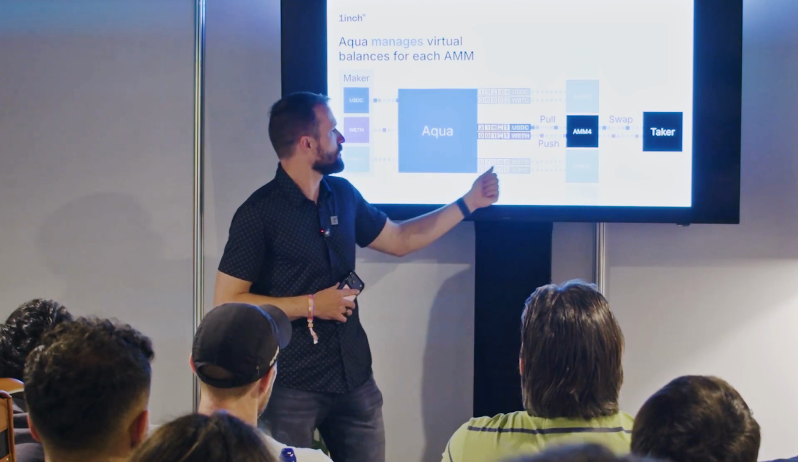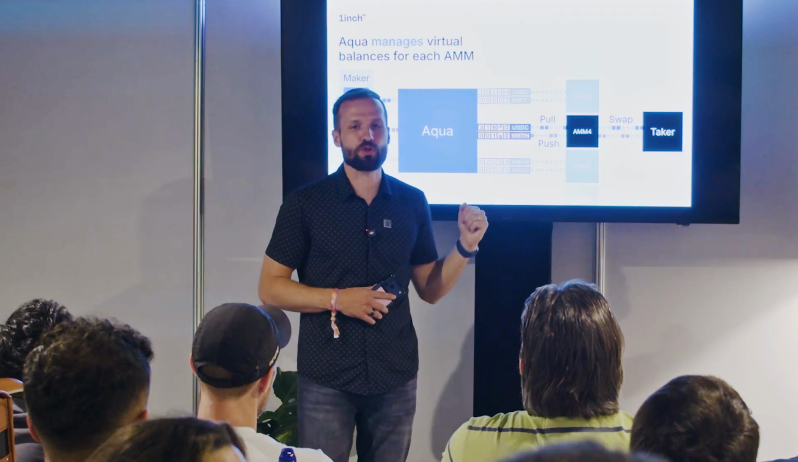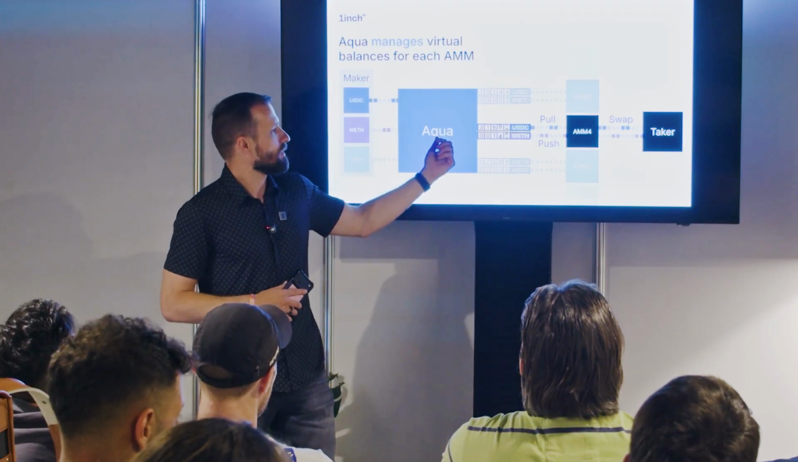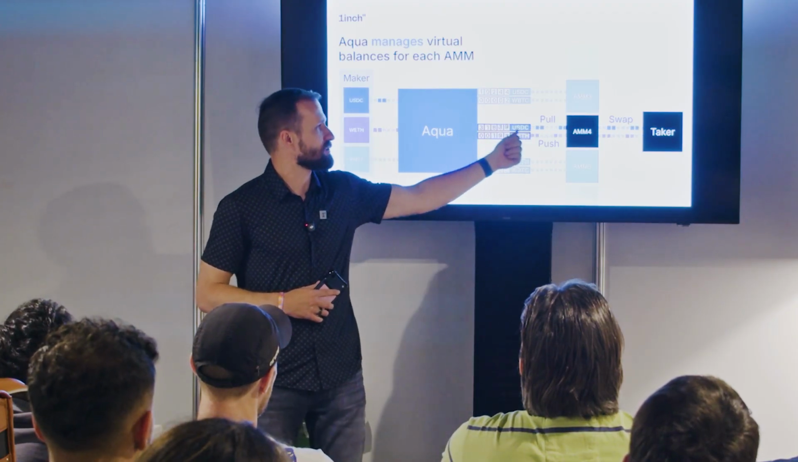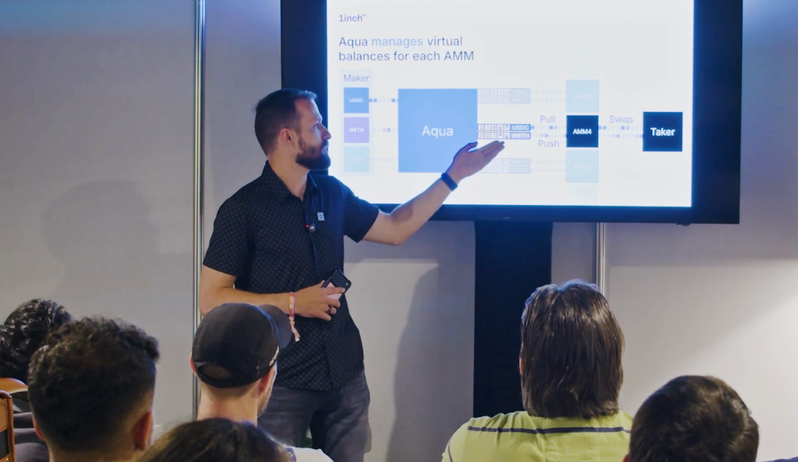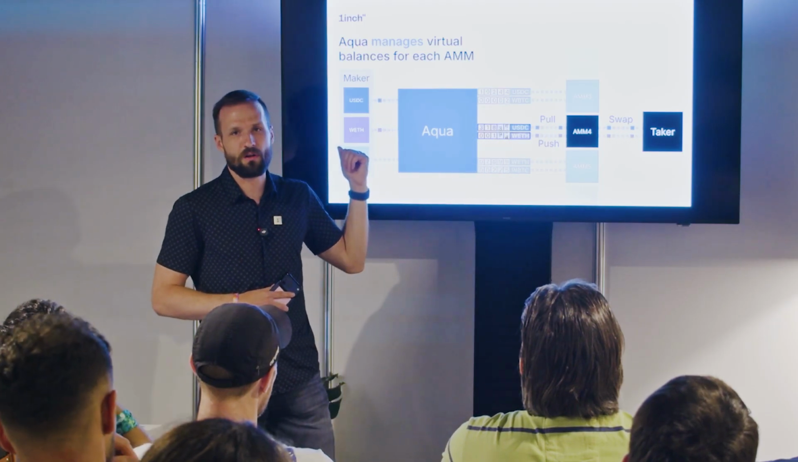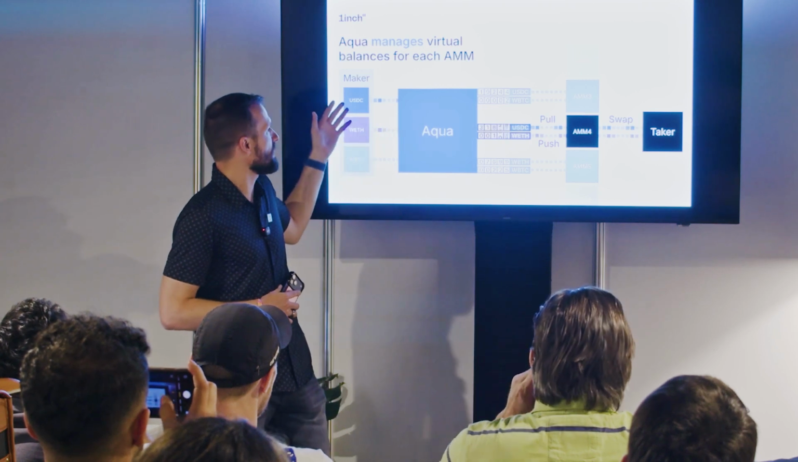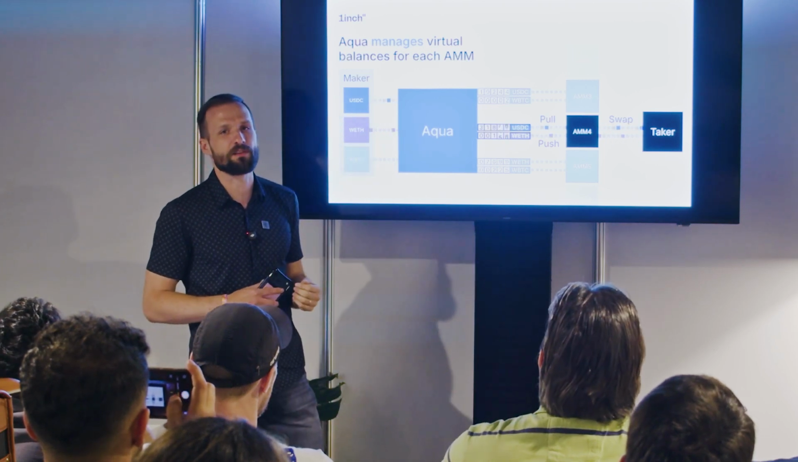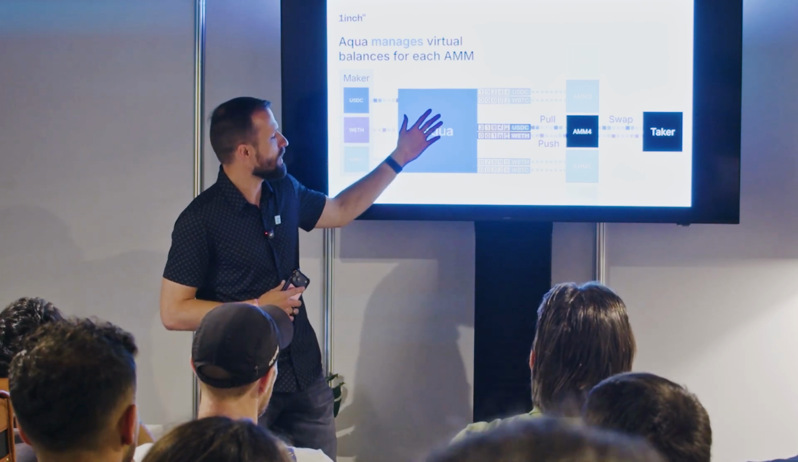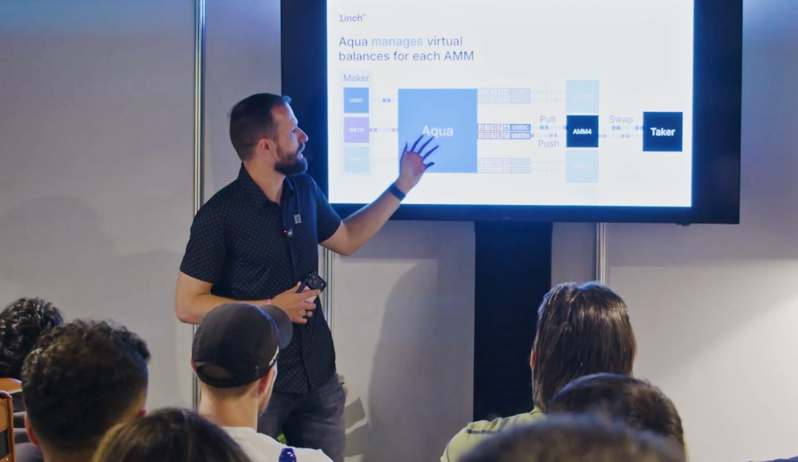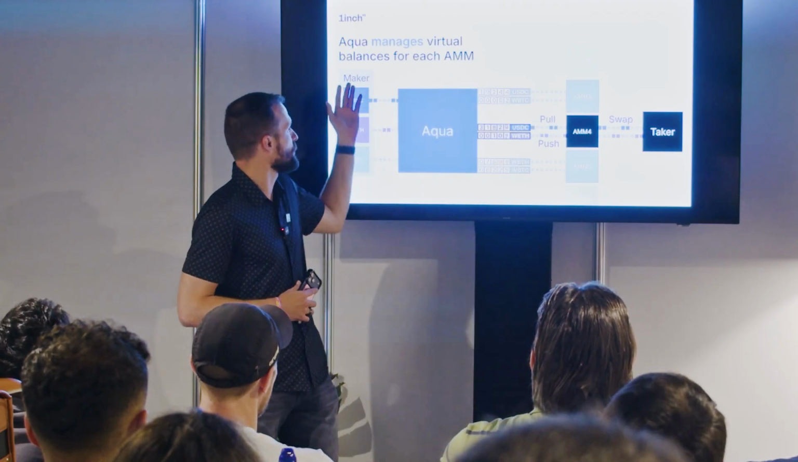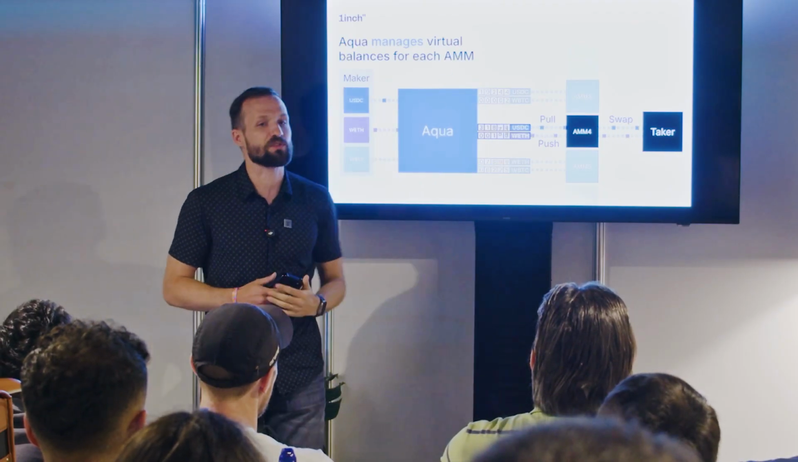So AMMs use an API called pull and push. When assets are pulled, balances decrease. When assets are pushed, balances increase. So that's it. A swap here turns into pull and push here, and at the end it's getting access to real balances. And Aqua has those virtual balances for different AMMs, for different makers, for different strategies.